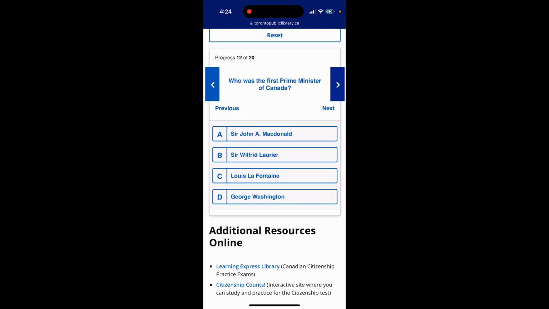Question 12. Who was the first Prime Minister of Canada? Option A, Sir John A. Macdonald. Option B, Sir Wilfrid Laurier. Option C, Louis LaFontaine. Option D, George Washington. The answer is option A, Sir John A. Macdonald.